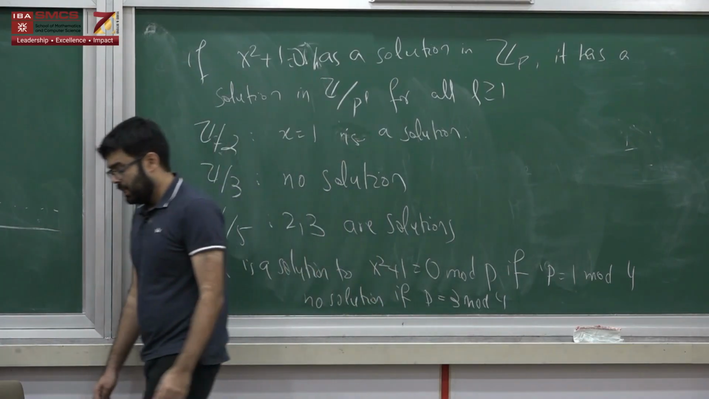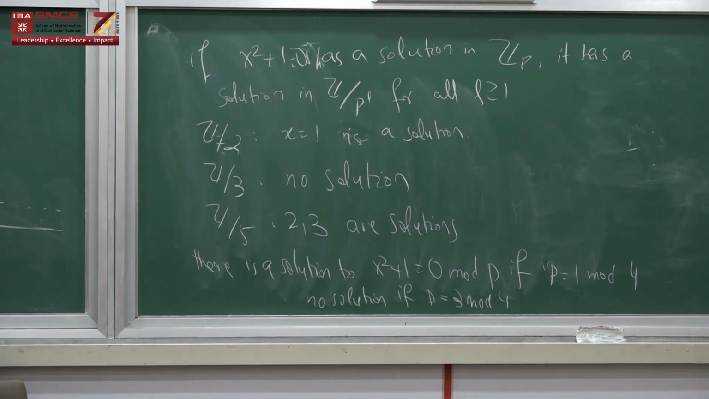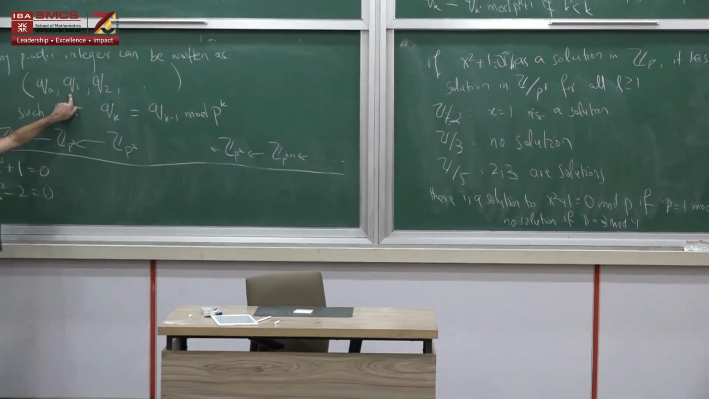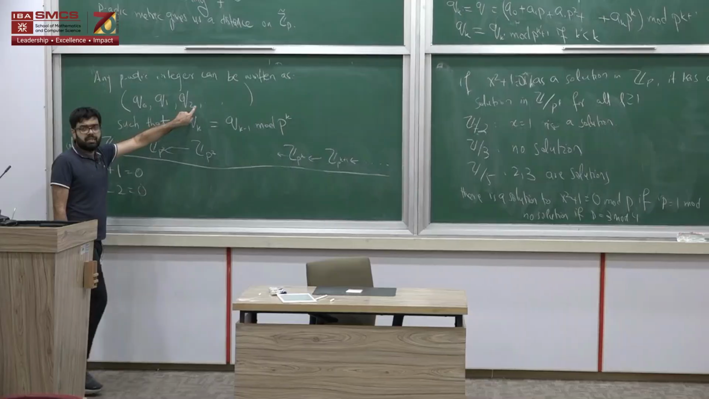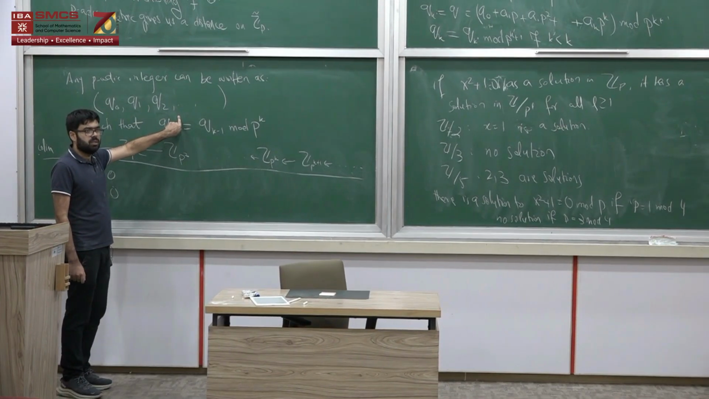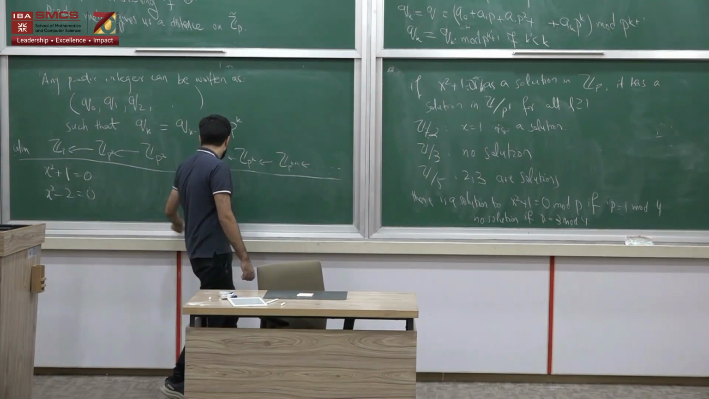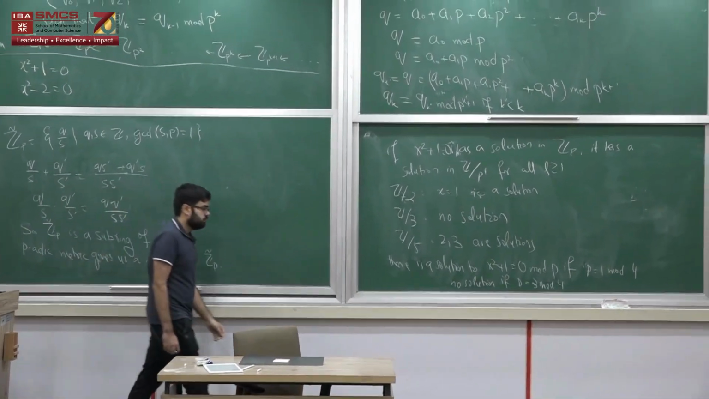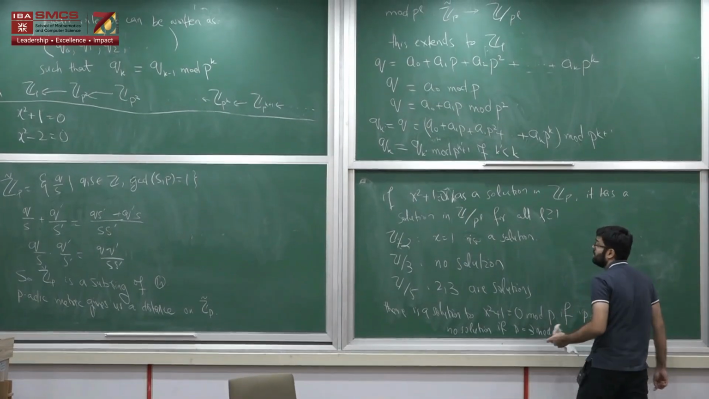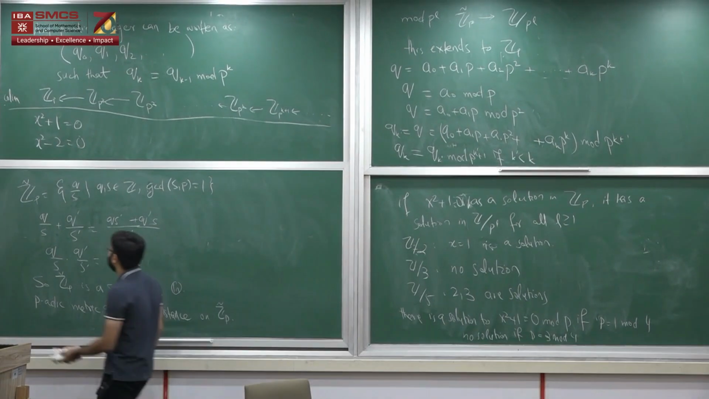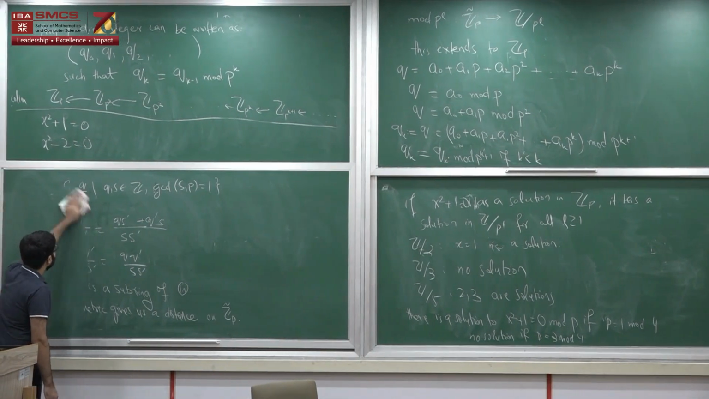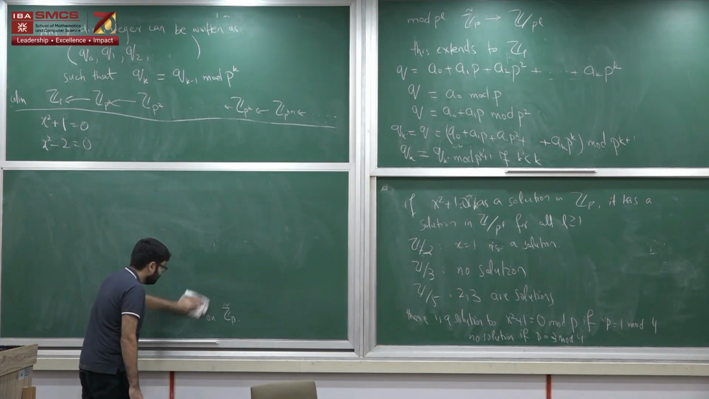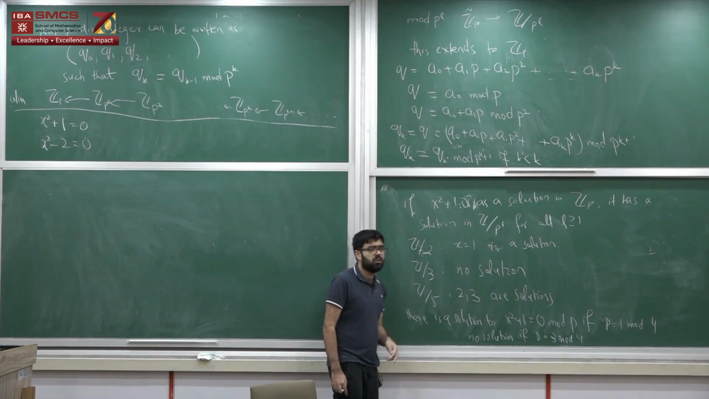A solution over p-adic integers is just this: what I want is a solution over Z mod p squared, then a solution over Z mod p cubed, then a solution over Z mod p to the 4, and so on. So we will just do this order by order in p. So let's do maybe one example, which is this Z mod 5.